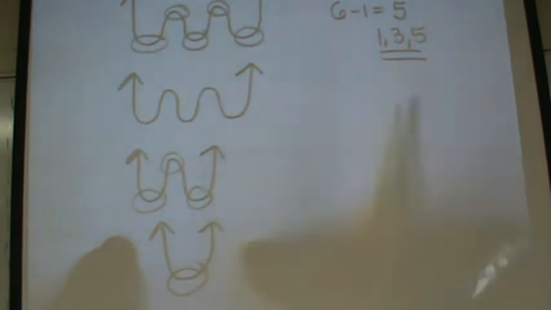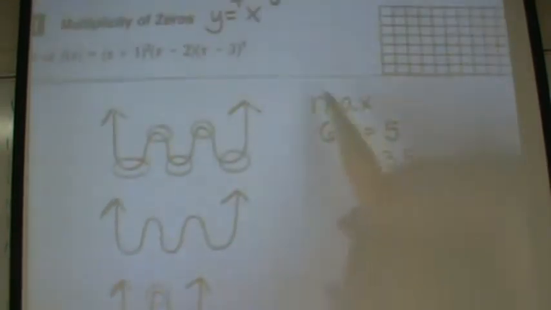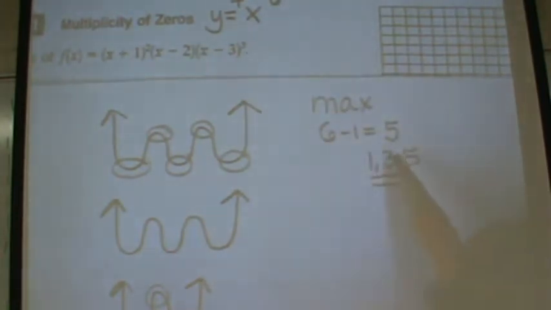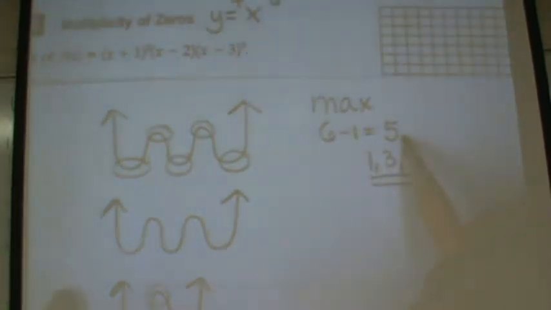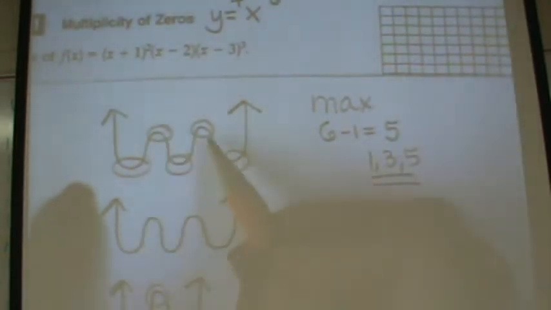Get it? So you look at your degree, subtract 1, and that's the maximum number of, we call that local extrema. The local extrema are the maxes and the mins.